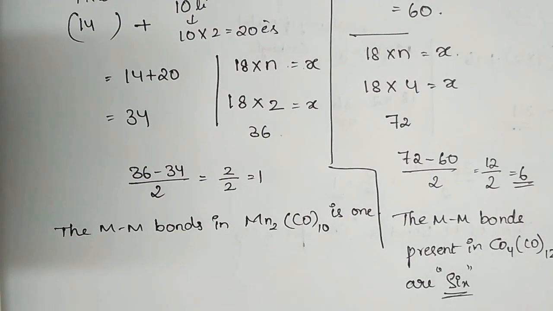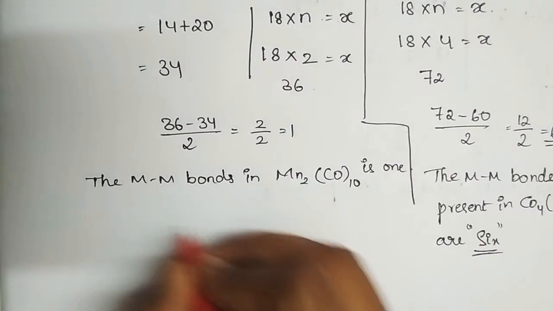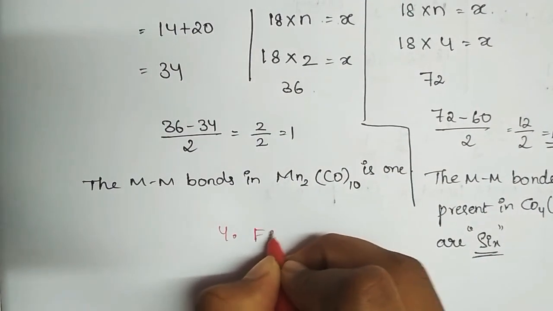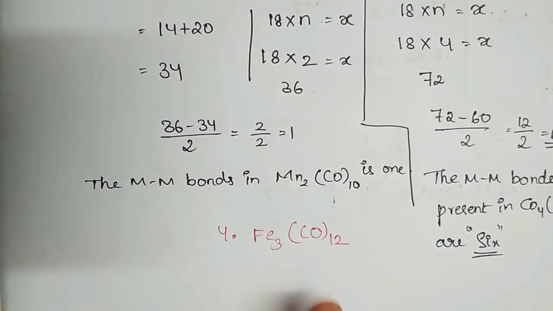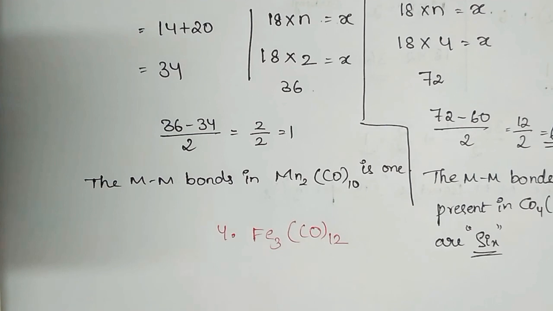So in these cases we easily get this type of metal bonds, and I will give you another one, Fe3(CO)12. When we take numerous examples, this trick will work out, and try this and comment below.